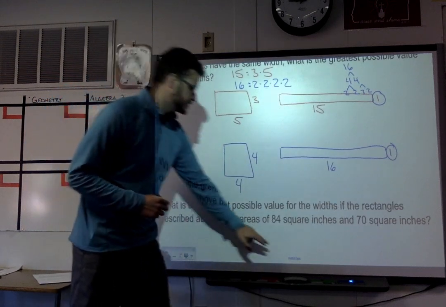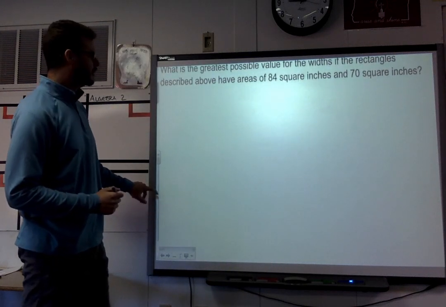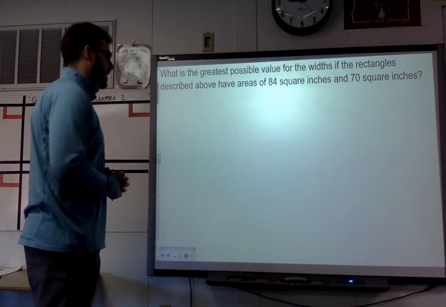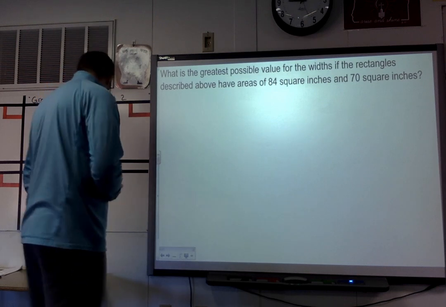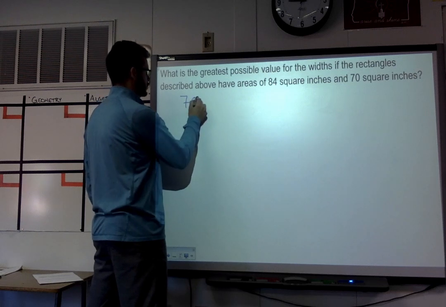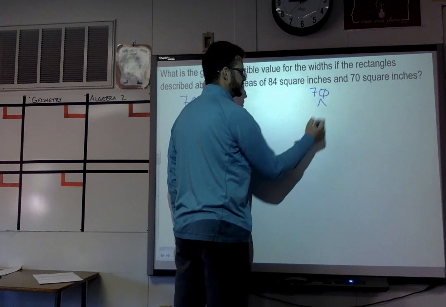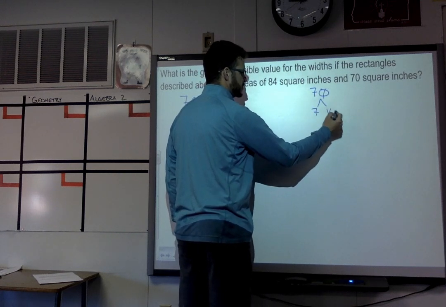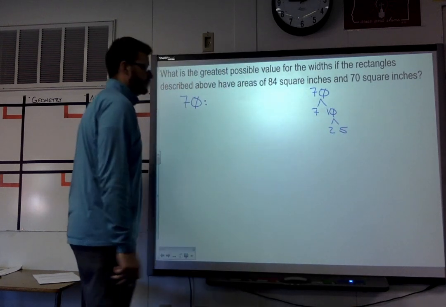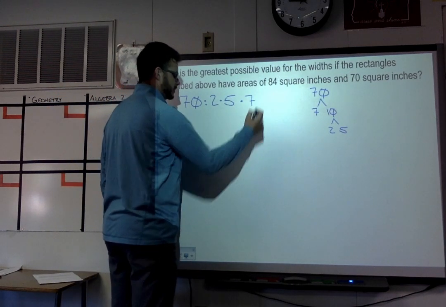So another example of this, looking at it through the prime factorization instead of drawing out diagrams: what is the greatest possible value for the widths if the rectangles described above have areas of 84 square inches and 70 square inches? So what we're going to do here is write out our prime factorization again. We have 70, which breaks down to 7 times 10. 10 breaks down to 2 times 5. So this becomes 2 times 5 times 7.